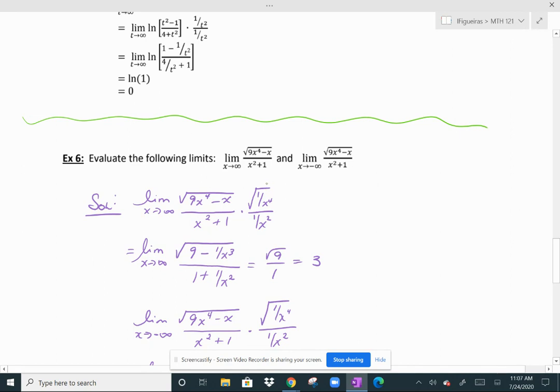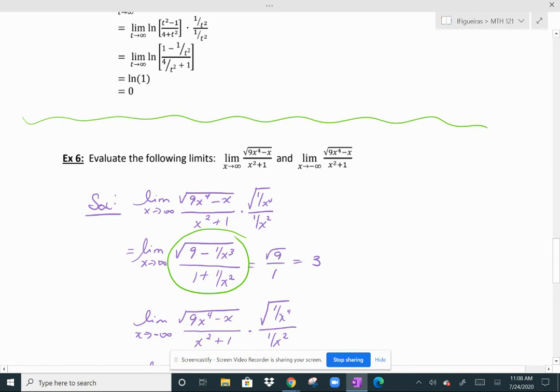But notice that these two are actually equal to each other. So 1 over x to the fourth equals 1 over x squared. And you always have to be multiplying by 1. So you're just going to rewrite 1 over x squared as the square root of 1 over x to the fourth. And now you can distribute across that numerator. And when you do, you get this expression here.